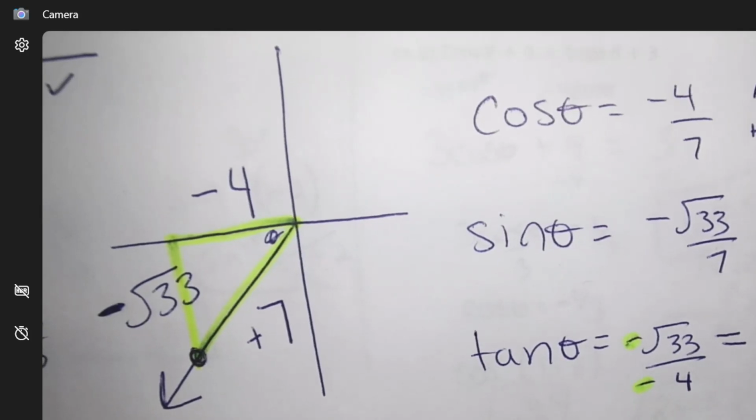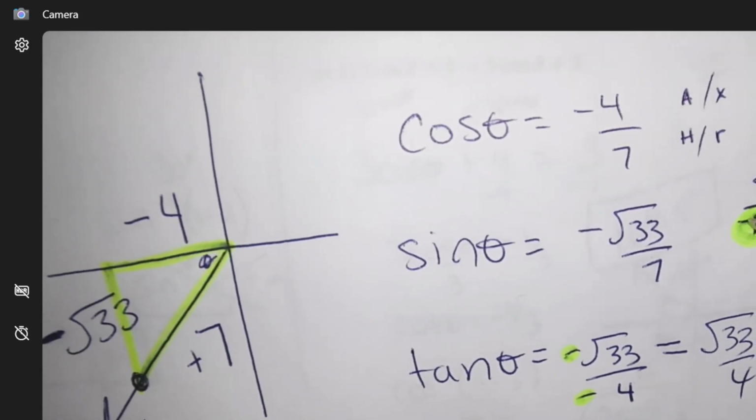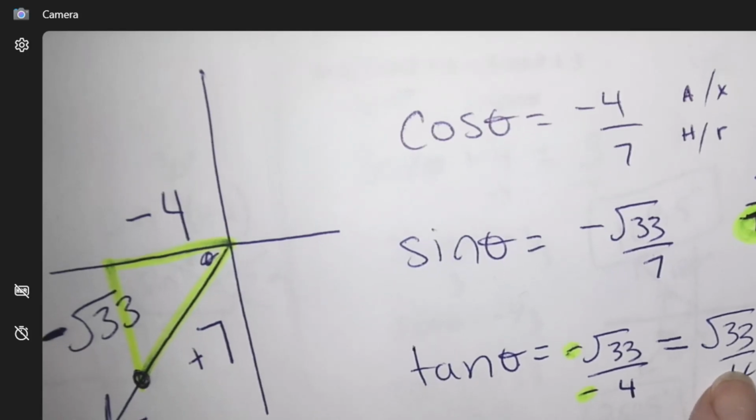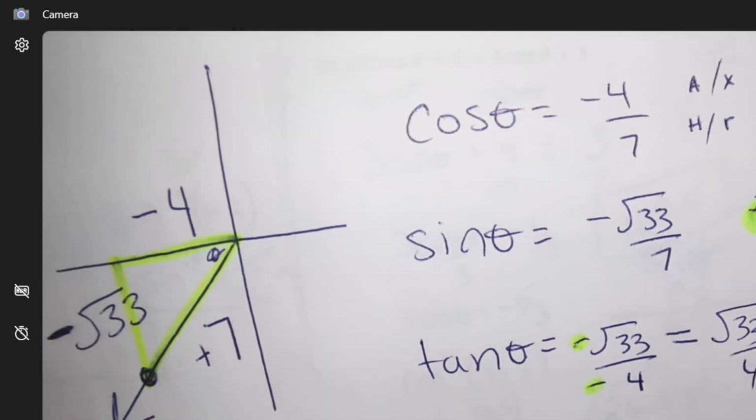Okay, here's some more connections. Make sure you are understanding how everything's also working. We're in the ASTC quadrant T. So what about my answers? This tan ratio should be positive. Everything else should be negative. Okay?